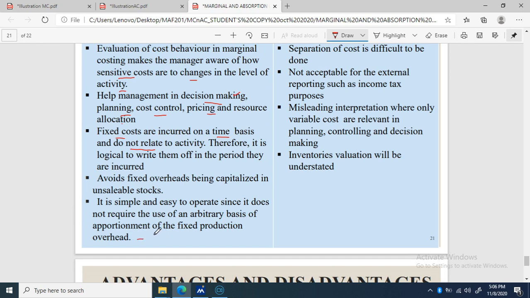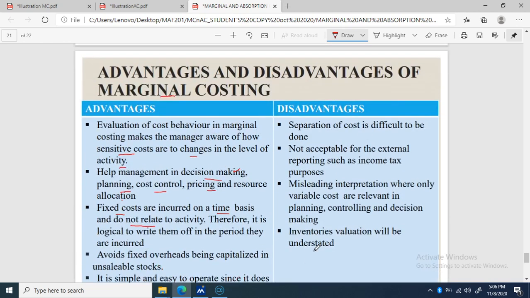So that means you do not calculate OAR for fixed production overhead. Because under OAR we have six bases, we have to choose the most appropriate basis. Under marginal costing, we do not have to calculate that. But the disadvantages: the separation of costs into fixed and variable is very difficult. When you have semi-variable costs, sometimes it's very difficult to separate into fixed and variable.